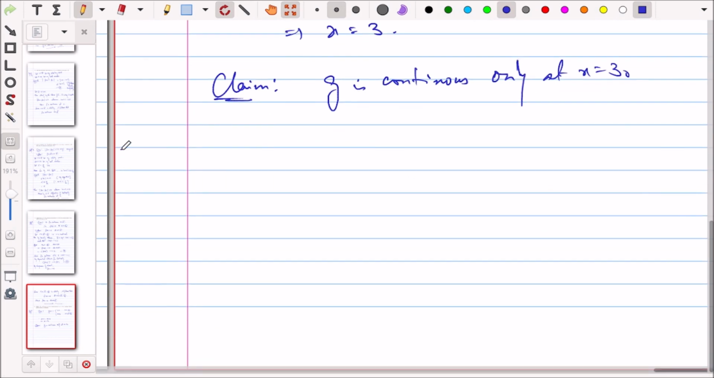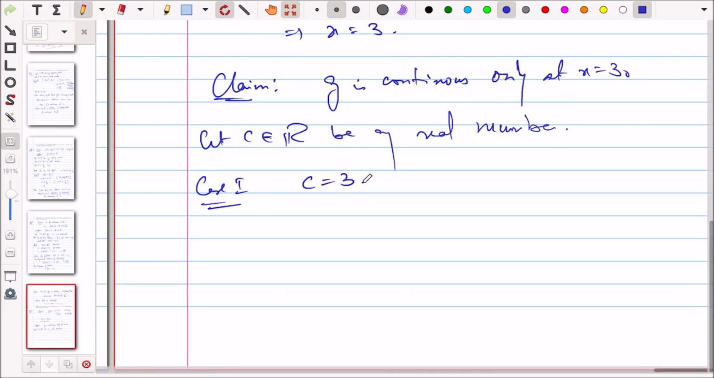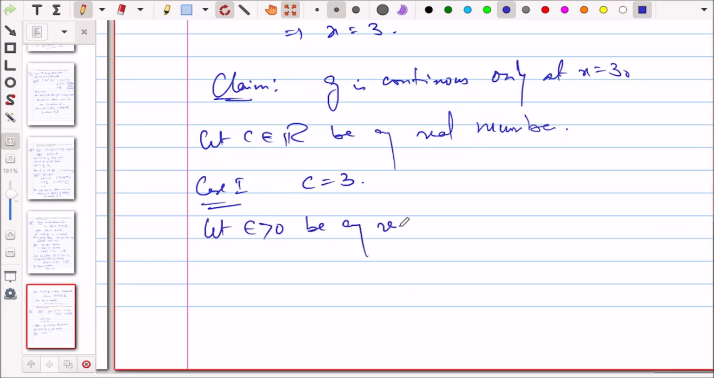So let us start the proof. The proof is very simple. We let c belong to R be any real number. We will take two cases: when c is equal to 3 and when c is not equal to 3. Case 1, c is equal to 3, so we have to show that the function is continuous at this point. To show continuity, we have to take any arbitrary epsilon. So let epsilon greater than 0 be any real number.